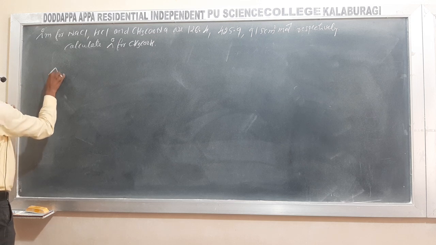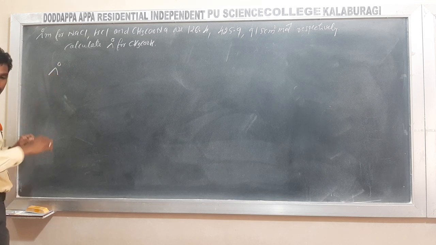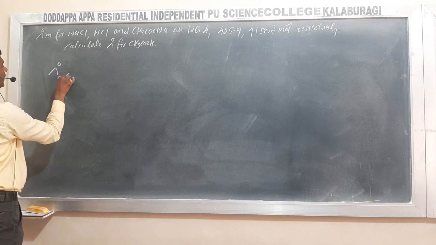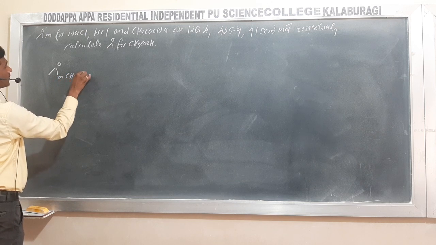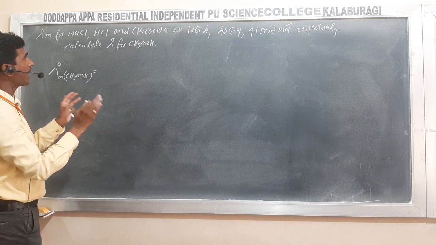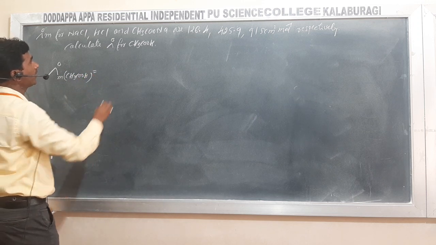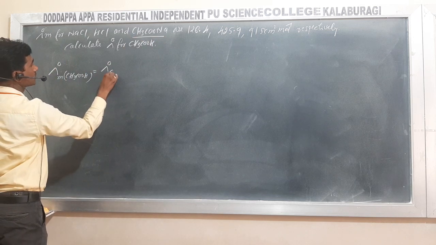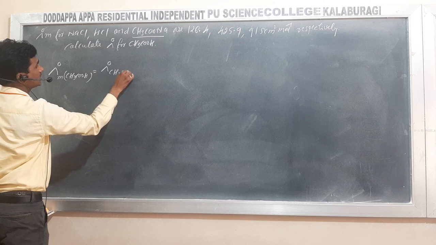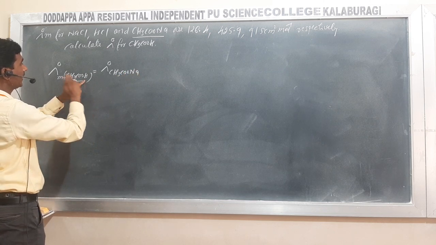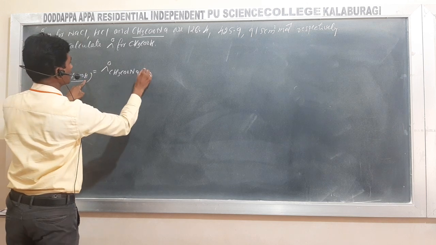Now, the limiting molar conductance of acetic acid. How can you get acetic acid? Here you have to add and subtract. If you want to get acetic acid, first you have to take the molar conductance of CH3COONa. CH3COO, so here H is there. So how to add H?